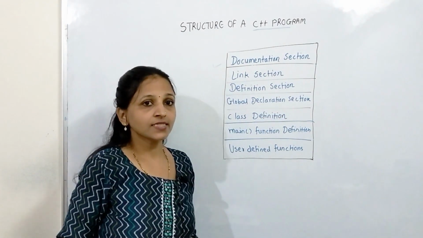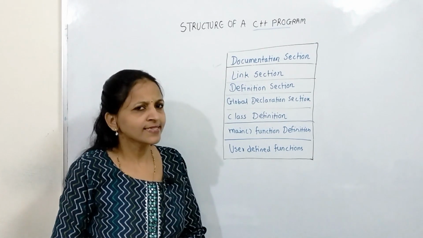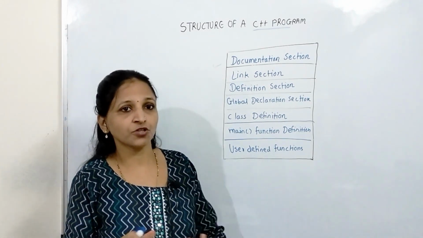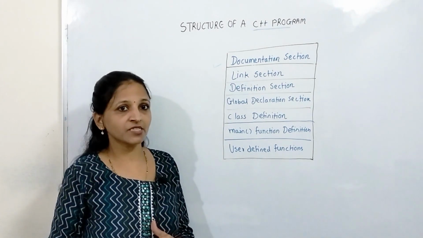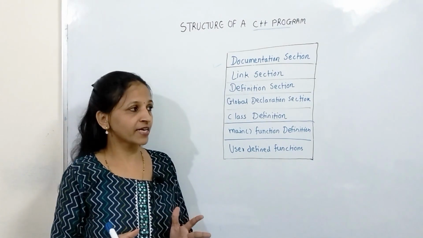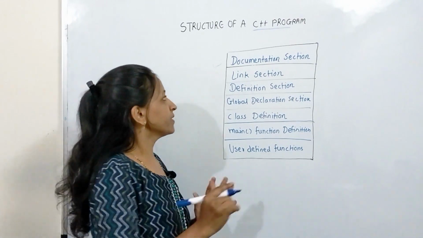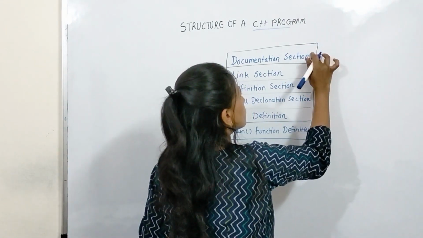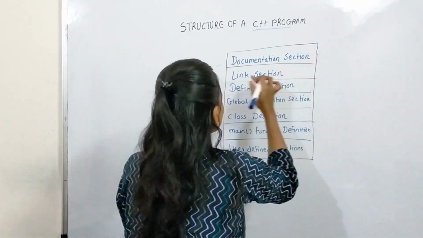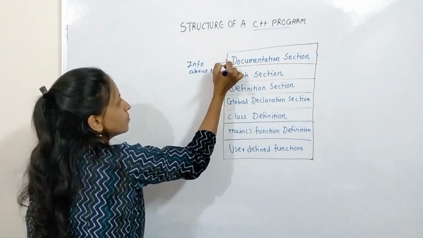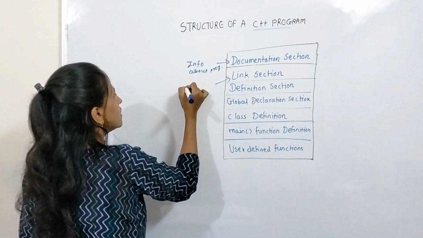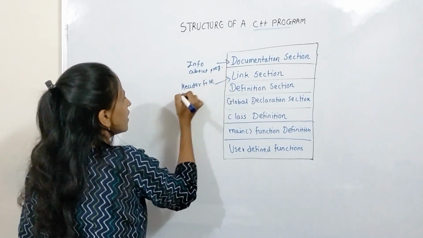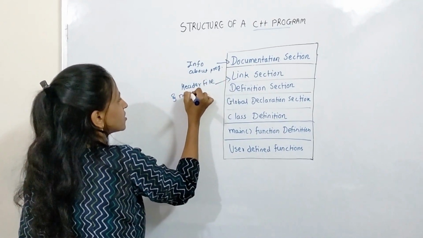Now see, the next section is the link section. In the link section you can do header file inclusion. And one more point: in a C++ program we also have to write the namespace declaration. So we write program information in the documentation section, then in the link section we write header files and the namespace declaration.